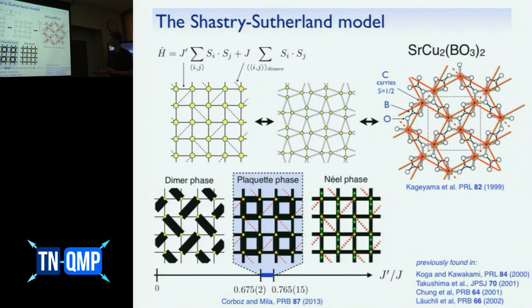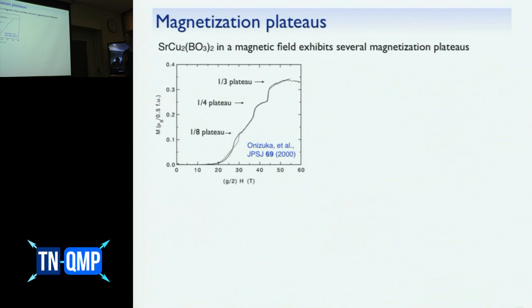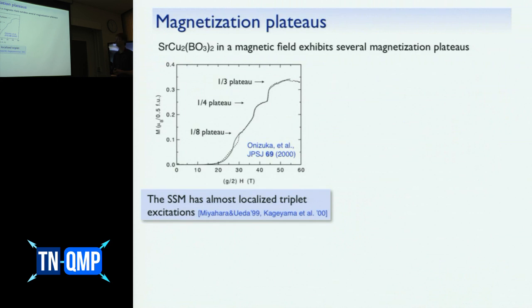Okay, but what is now really of interest for experiments on this material is to look at the Shastry-Sutherland model in this dimer phase here, so close to the phase transition, but then with an external magnetic field. Because what has been found in experiments is that several magnetization plateaus appear. That's the magnetization as a function of the external magnetic field, and then you see these features appearing here at 1/8 and 1/4 and 1/3. And then the big question is what kind of states are realized in these plateaus.